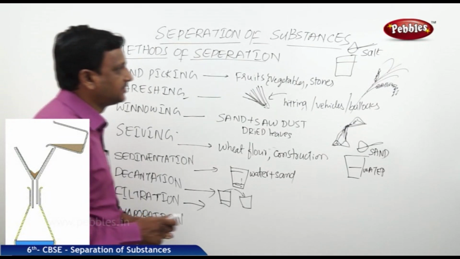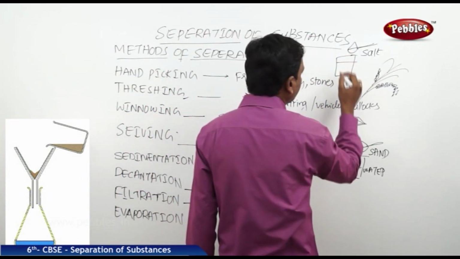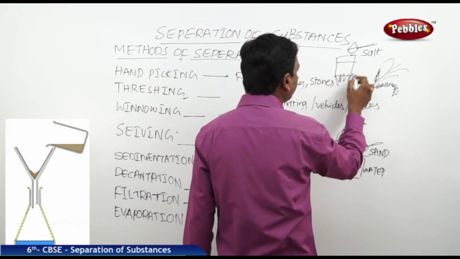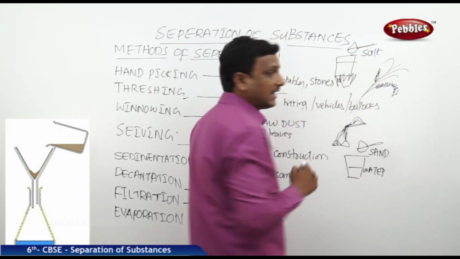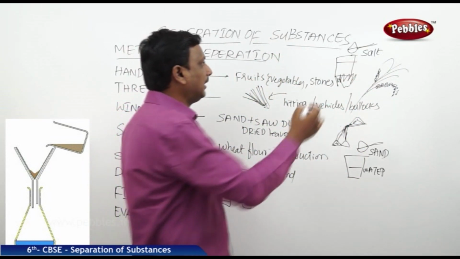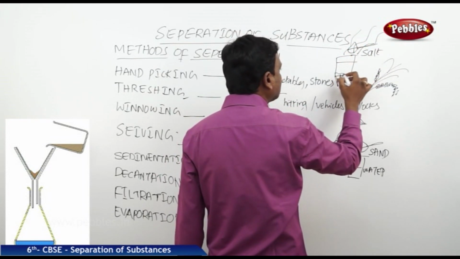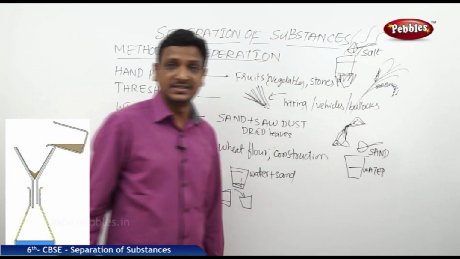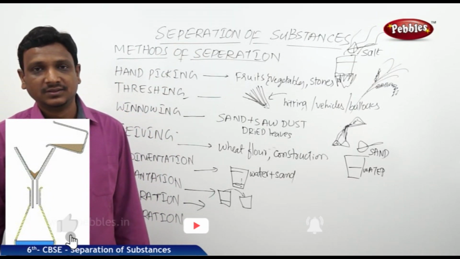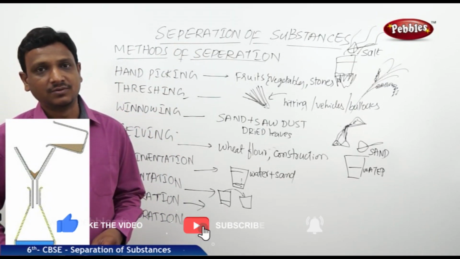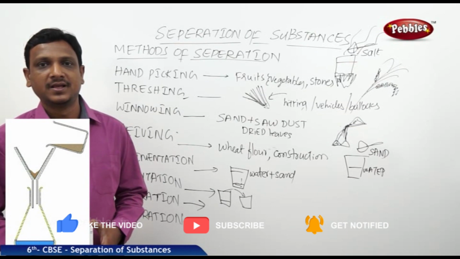So what is this evaporation? Here is a glass of water that is mixed with salt, and I am putting it on the fire. When I am boiling the water, all the water evaporates in the form of water vapor and the salt remains at the bottom. You can separate the salt. Okay, so this is the method called evaporation, right?